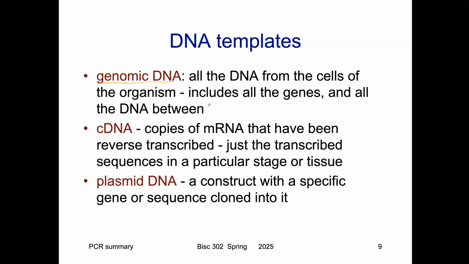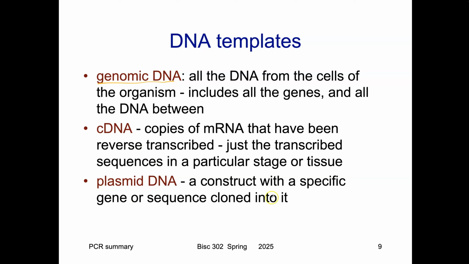And so suppose you were grinding up mouse liver or some other tissue, you would have all the DNA for all the genes in there. And that includes sequencing between the genes. cDNAs are copies of messenger RNA. So that's just the sequences that are being expressed or transcribed in a certain stage, a certain tissue, whatever.